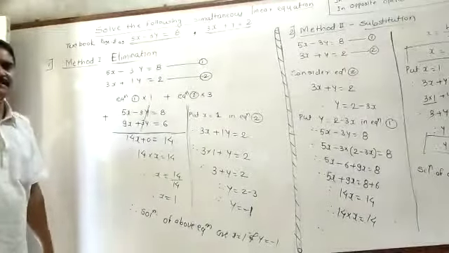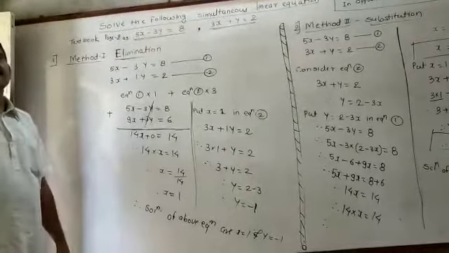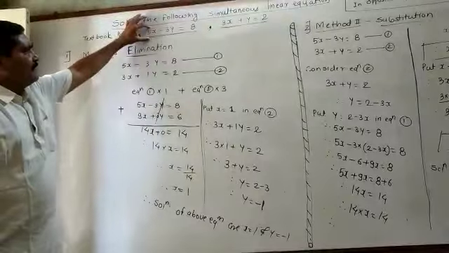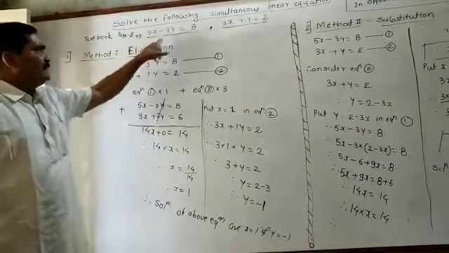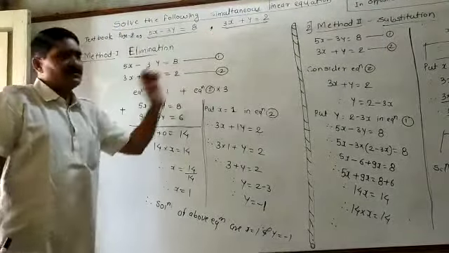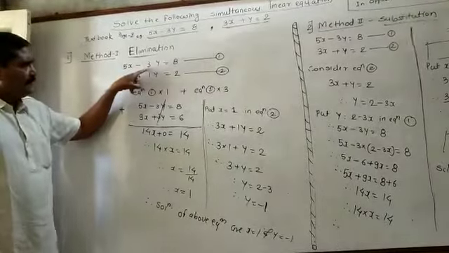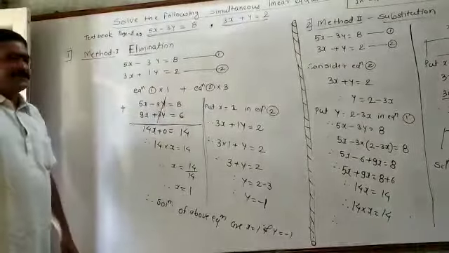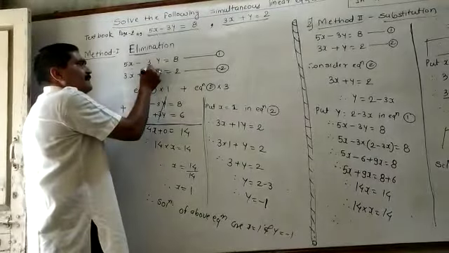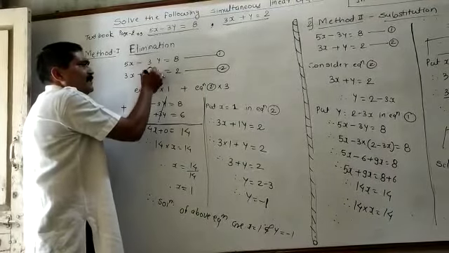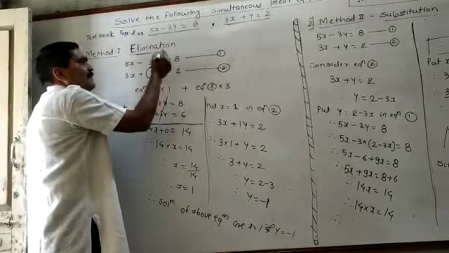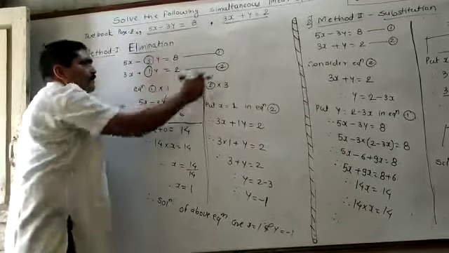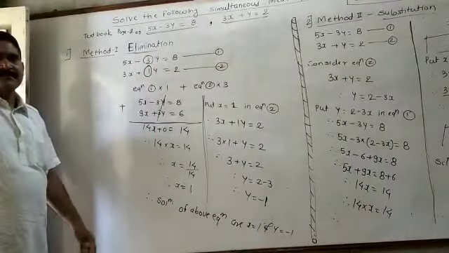By the elimination method, you have to equate the coefficient of one of the terms. Here you have to give the numbering to this equation as 1 and to this equation as 2. You have to equate the coefficient of y of both the equations. So multiply equation 1 by the coefficient of this term and multiply equation 2 by the coefficient of this term, 3.